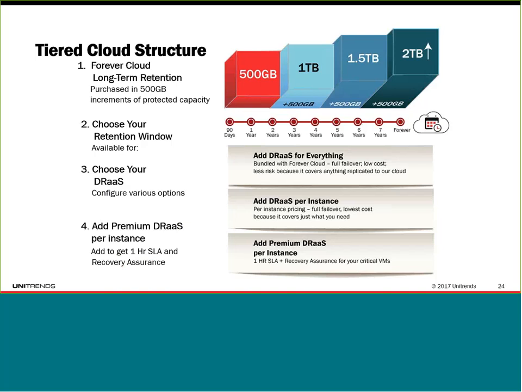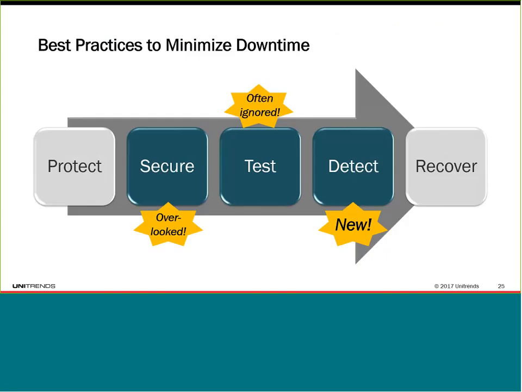So Unitrends really helps you manage both offsiting your data, the DR, and just keeping best practices to minimize downtime in general, right? So when we talk about best practices, obviously backing up your data, protecting it's important, being able to recover is important. But these middle three here, this is what actually gives you the ability to be confident and know that when it's time to recover, you'll be able to quickly and easily.